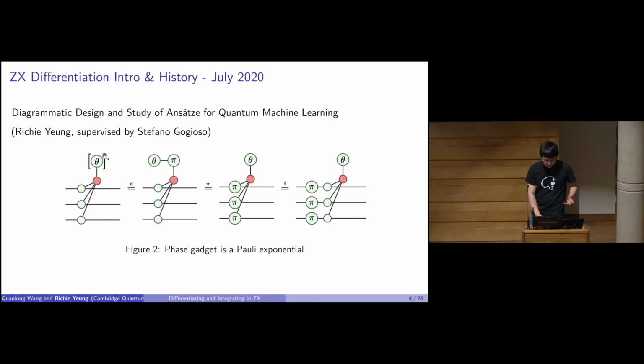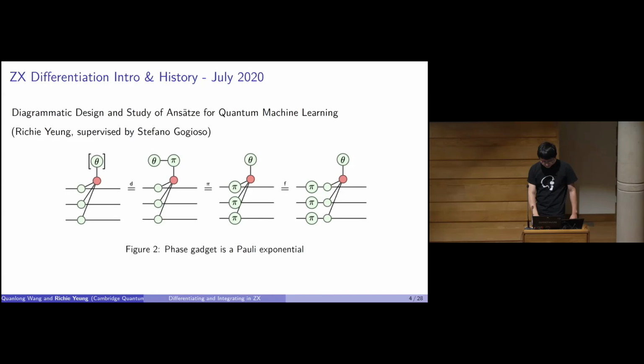If you want to differentiate the whole diagram, by linearity of differentiation, this just amounts to differentiating the parameterized part of the diagram. Since there's only one parameterized spider here, taking the derivative of the whole diagram is just taking the derivative of this, composed with the rest of the unparameterized part of the diagram. So if you compose it with this, you take the derivative, you get this, compose with this, you do the pi copy rule, and you end up with the original diagram plus the ZZZ. So this is how you know this is in fact e to the i theta ZZZ. It's a Pauli exponential.